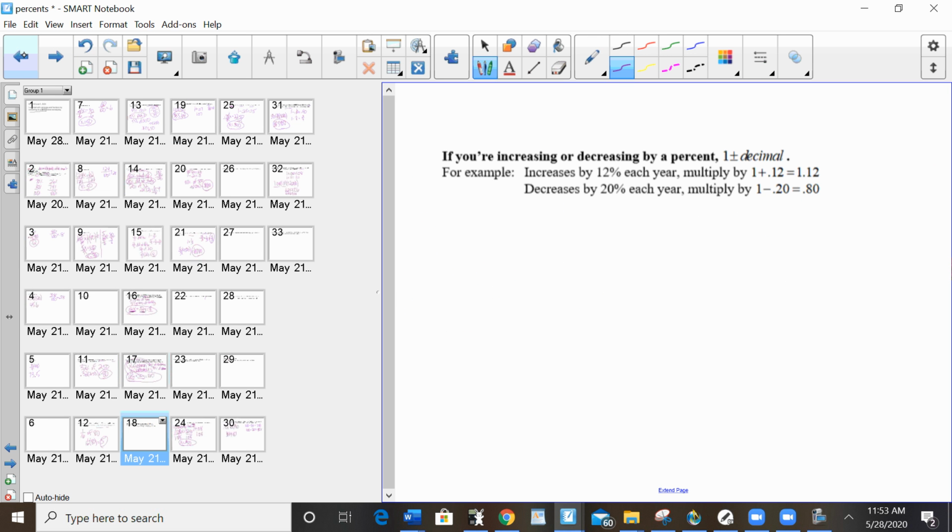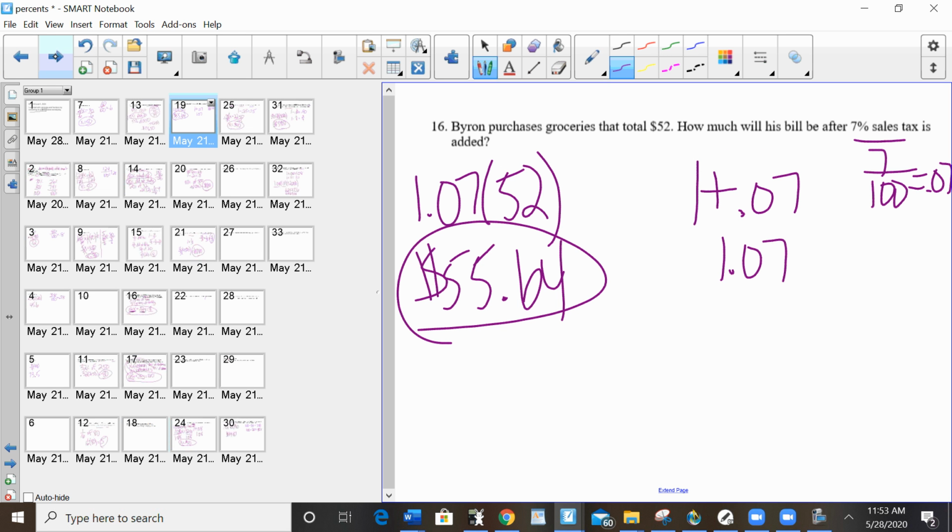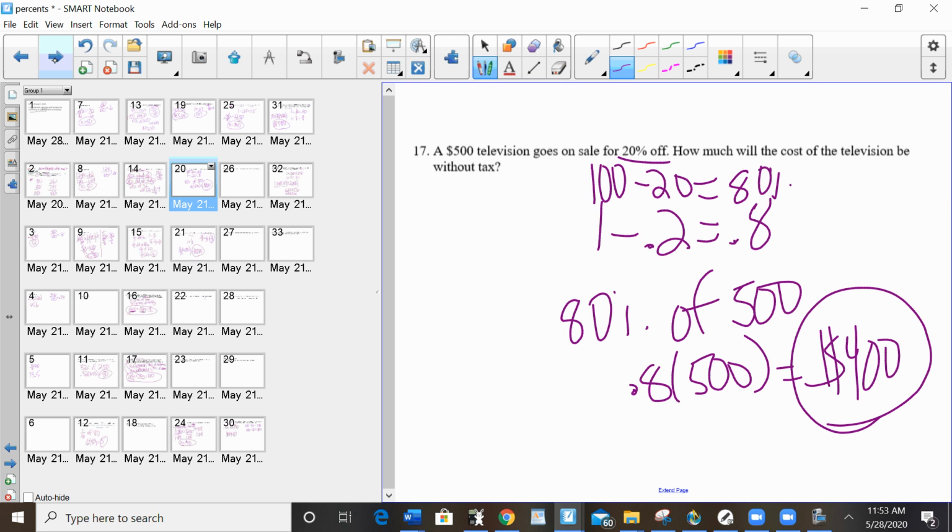When you're increasing or decreasing by a percent, again, we did that a lot this year in Algebra 2. We're adding or subtracting that percent to 1. Adding if it's increasing, subtracting if it's decreasing. So when I added 7% sales tax, that means it's increasing by 7%. So I came up with 1.07. If it's decreasing by 20%, then it's 1 minus 0.2, it's 0.8.